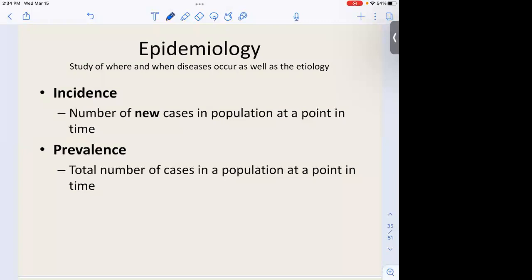So terminology, incidence and prevalence. Gotta try to keep those straight. Incidence is the number of new cases of disease, and prevalence is the total number of people that have the disease in the population at any one time. Okay, so incidence, new cases.